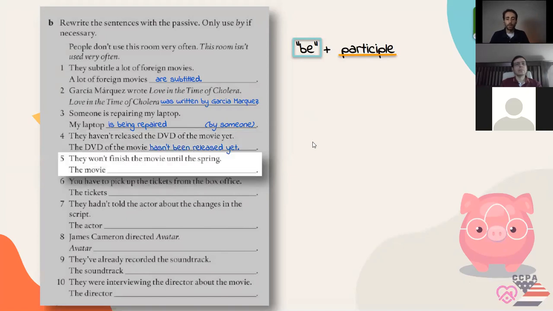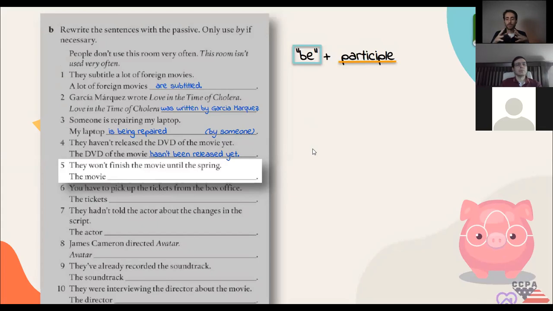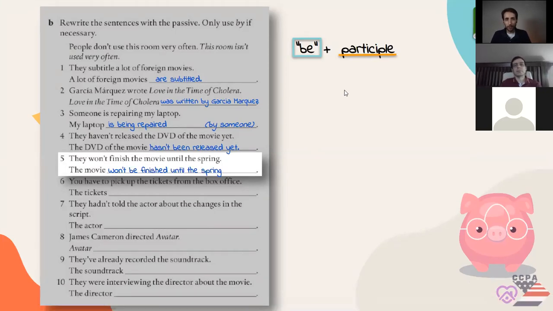Let's move on to 5. They won't finish the movie until the spring. Now it's a future form. So what are your thoughts for this one? How can we transform this one? Exactly. Thank you, Ruth. The movie won't be finished until the spring.